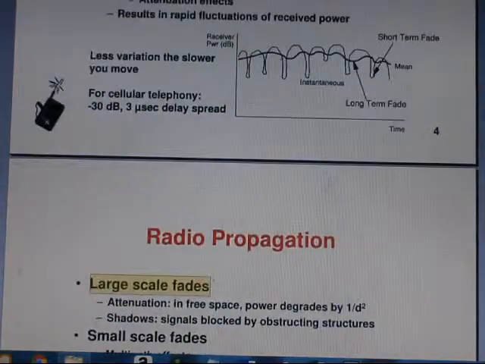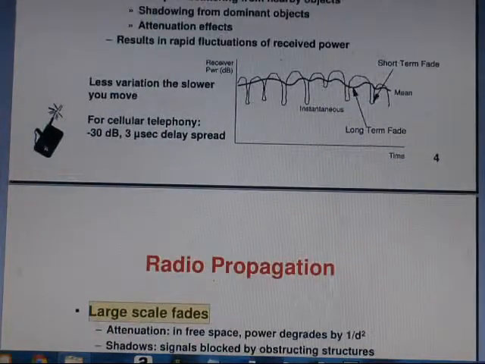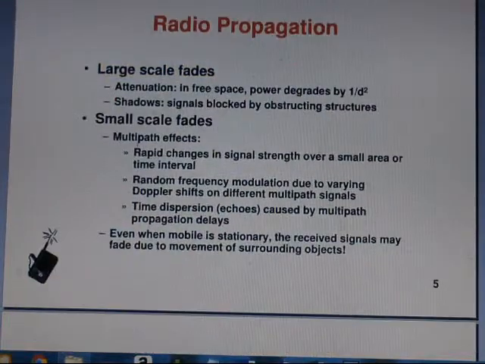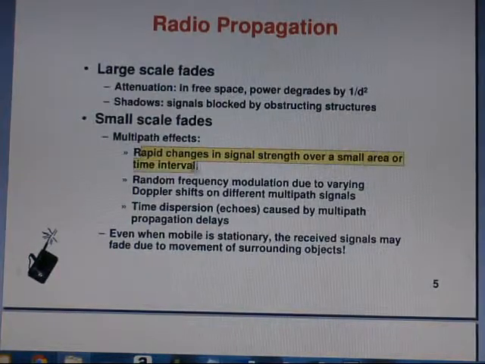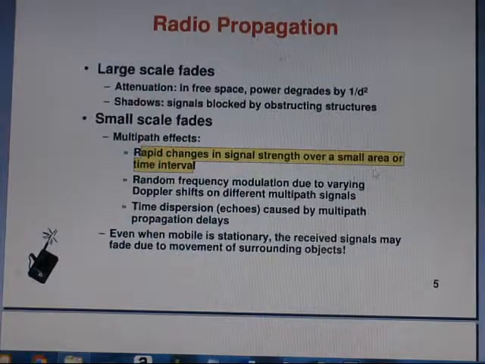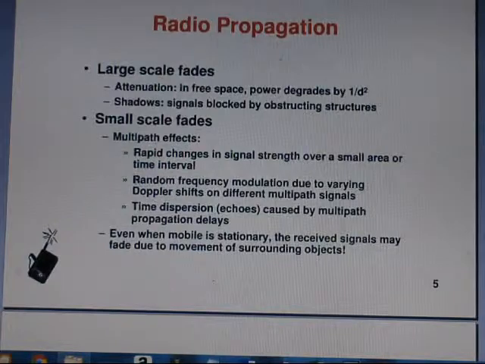And small scale fade. Small scale fade is short term fade. Short term fade is small scale fade. Multi-path effects: the signals are passing through multiple paths. Rapid change in the signal strength over a smaller area or time interval. When passing through a smaller area or time interval, signal strengths change rapidly.